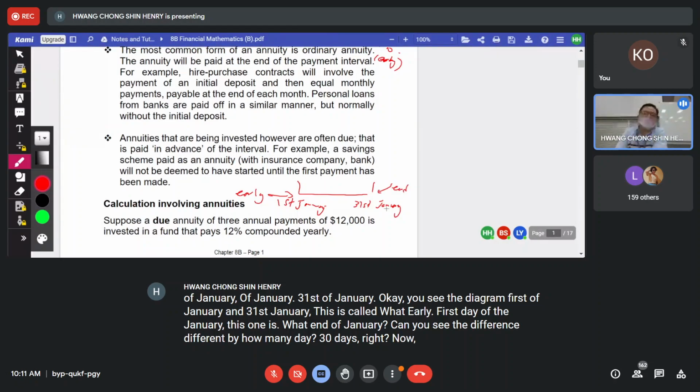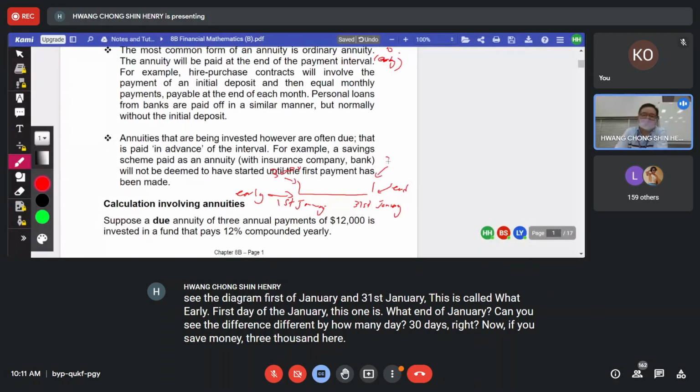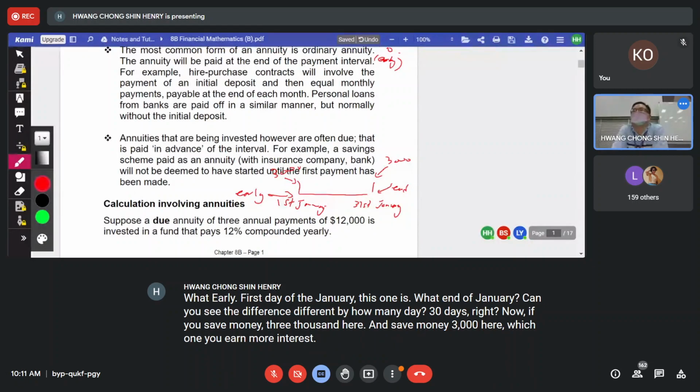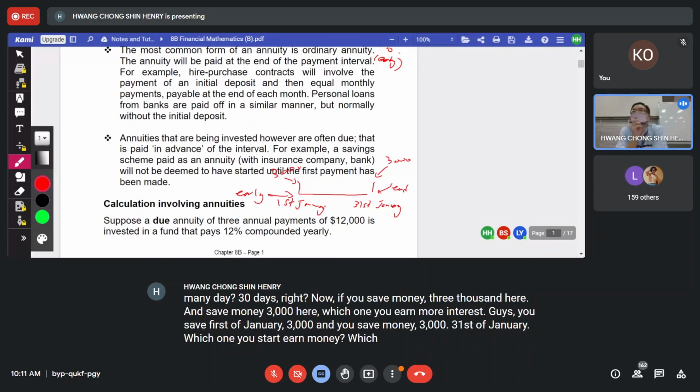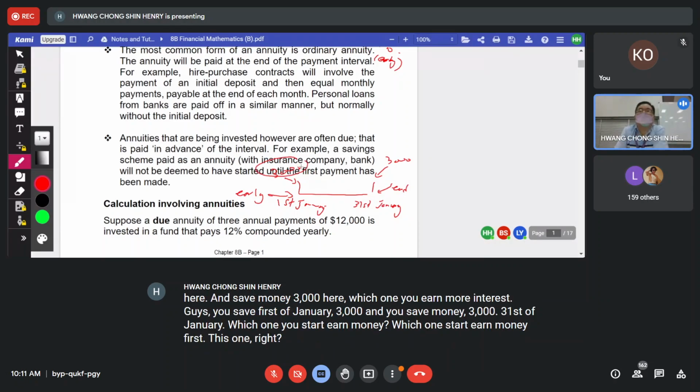Now, if you save money 3,000 here, and you save money 3,000 here, which one do you earn more interest? Guys, you save 3,000 on 1st of January, and you save 3,000 on 31st of January. Which one starts earning money first? This one, right? Why? Because 1st of January.